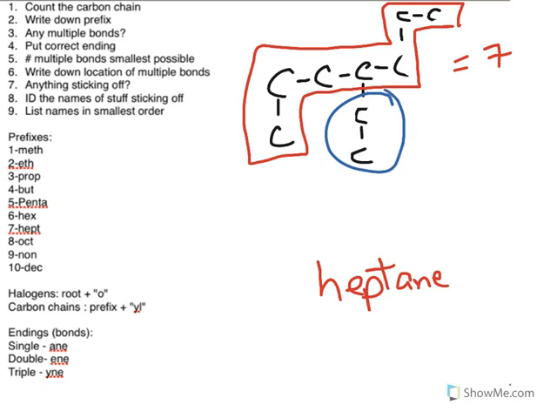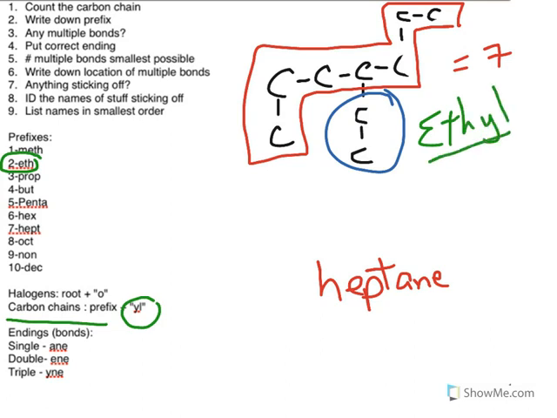Step 8, ID the name of the thing sticking off. How many carbons are sticking off? 2. 2 carbons are sticking off. So that means the prefix is eth. And because it's a carbon chain sticking off, the ending is -yl. So this is an ethyl group sticking off.